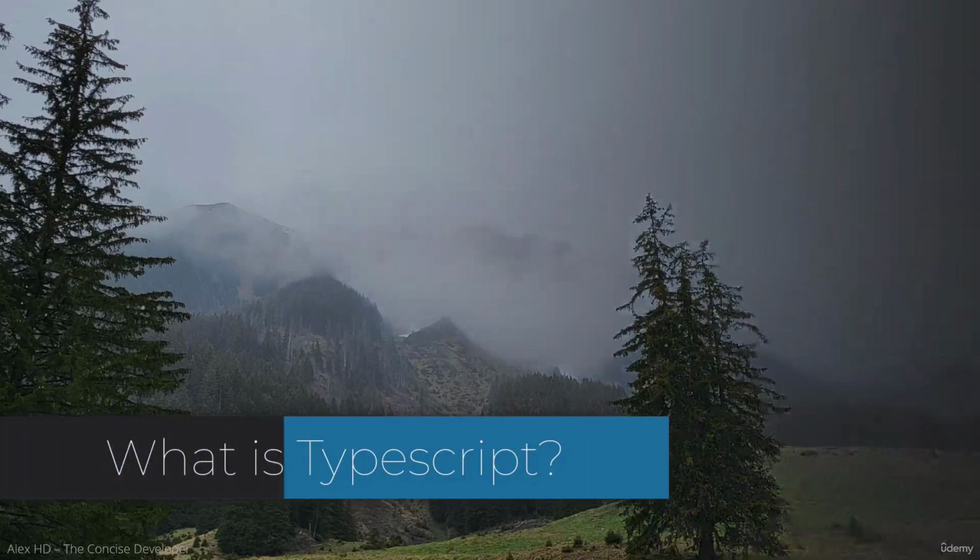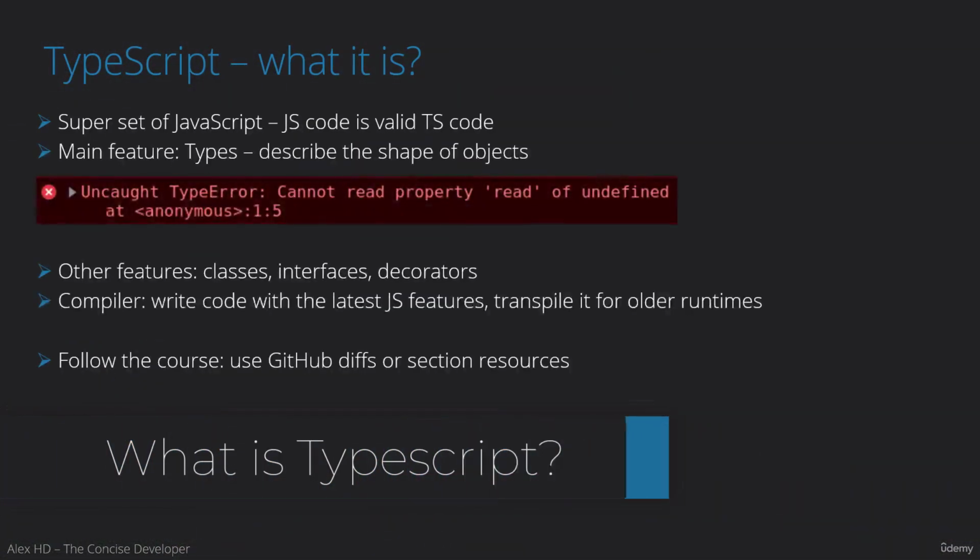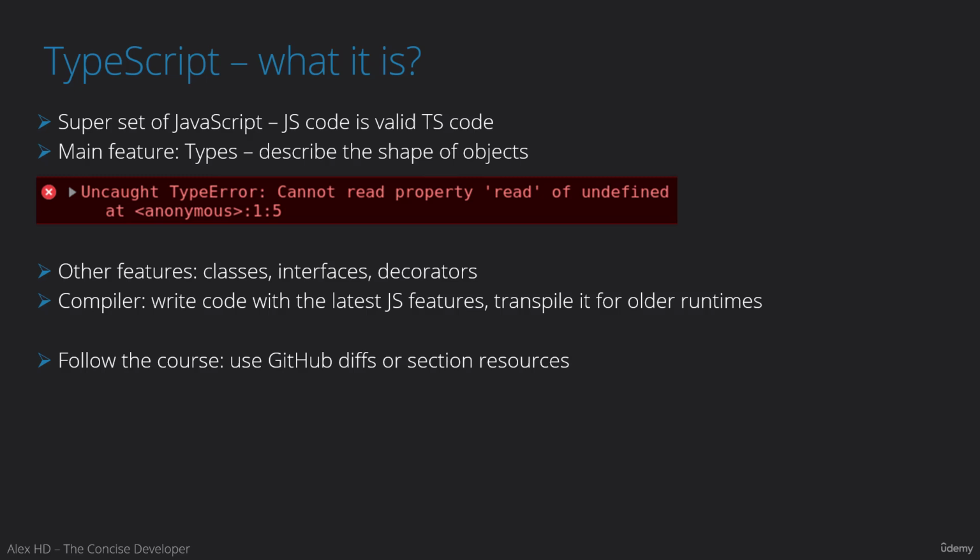So, what is TypeScript? In a few words, it is a superset of JavaScript. So, on top of JavaScript, we have some more features. The main feature of TypeScript are the types, which describe the shape of objects. And this was a feature long missing in JavaScript, and it is the reason for TypeScript to exist.